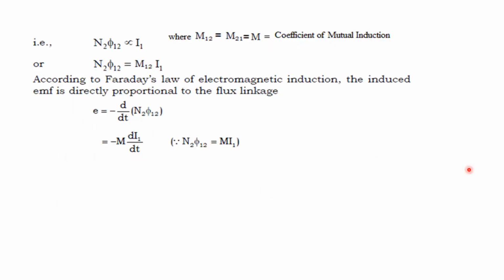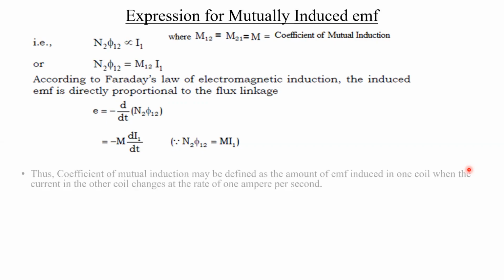And the proportionality constant is called the mutual inductance. So N2 phi 1 2 is equal to M12 I1. So according to Lenz's law, E is equal to minus d by dt of N2 phi 1 2, and that is equal to minus M di1 by dt. So let us derive an expression for mutual inductance.